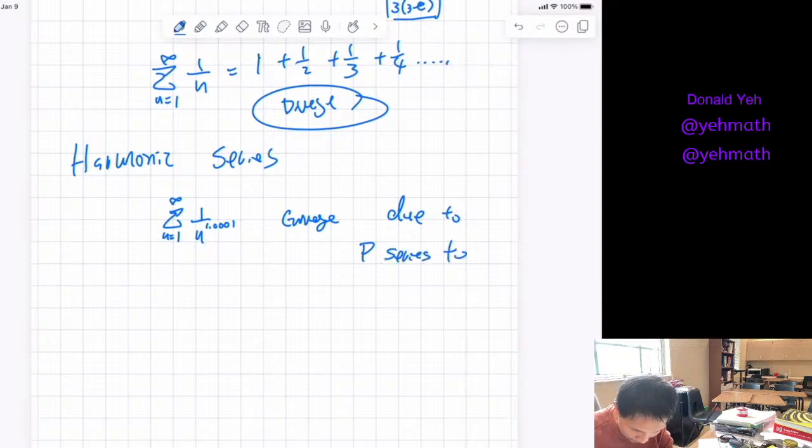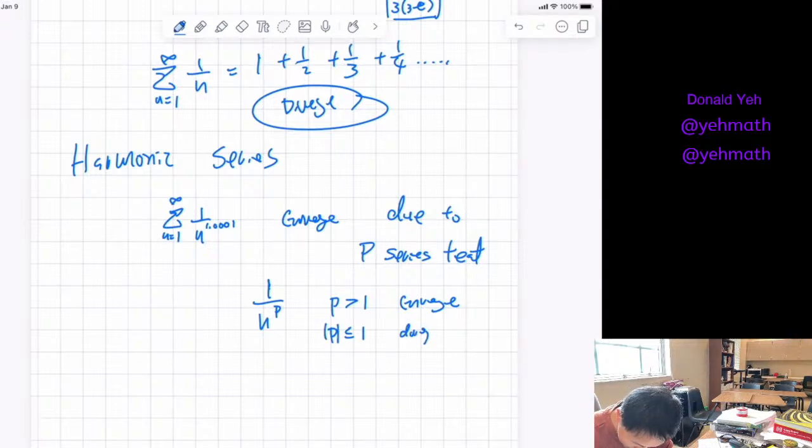Let's do that later. Let's continue with what you were about to do. Okay, do the P series test. The P series is very easy. If you have 1 over n to the P, if P is greater than 1, it converges. If P is equal to 1, then it diverges.